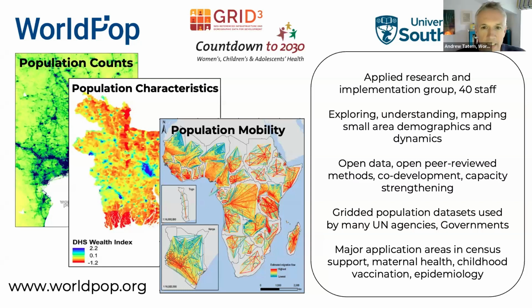Great. Thank you, Andrew. For those of you who don't know WorldPop, we're a research group at the University of Southampton and focus on bringing together different geospatial demographic data sets to try and estimate and map population counts, characteristics, and mobility at small area scales, doing that quite often in collaboration with governments and UN agencies. So next slide, please.